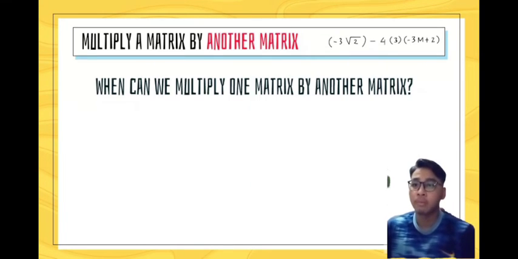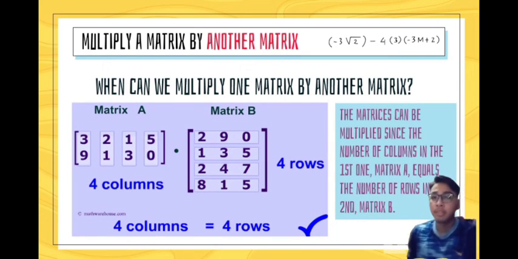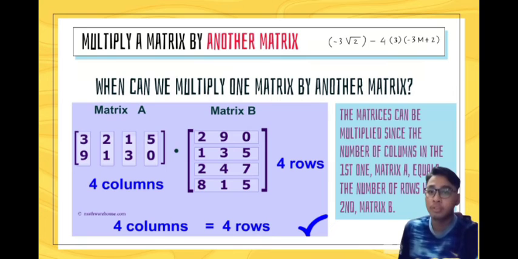How can we multiply one matrix by another matrix? The matrices can be multiplied if the number of columns in the first one, matrix A, equals the number of rows in the second matrix, matrix B.